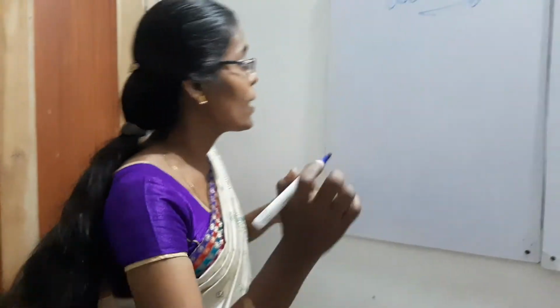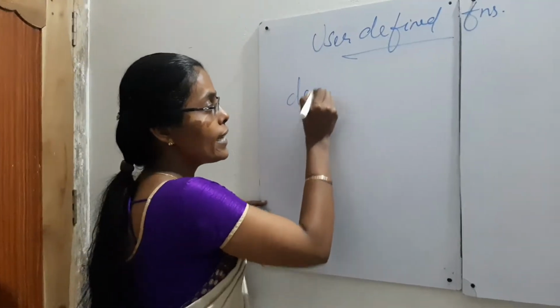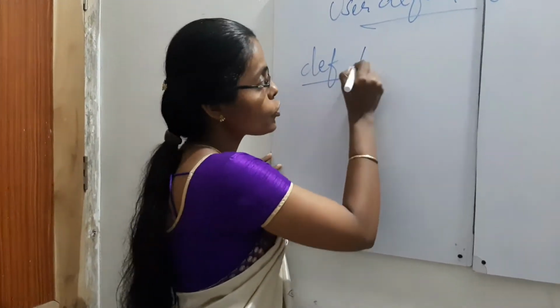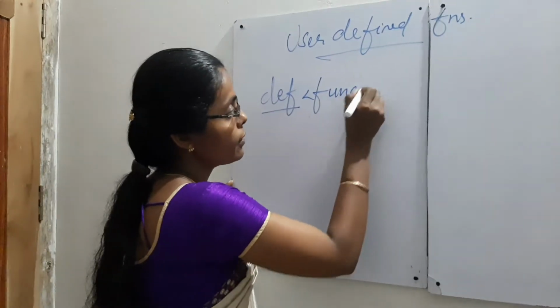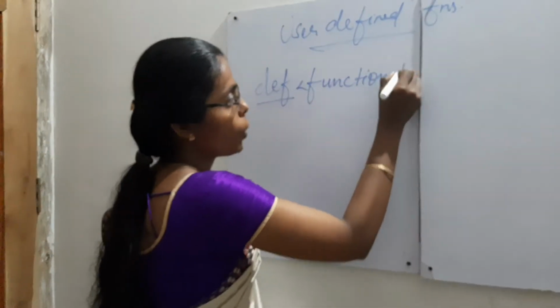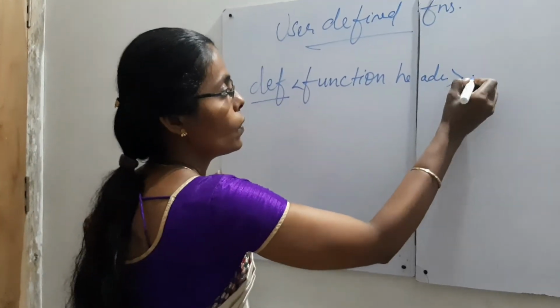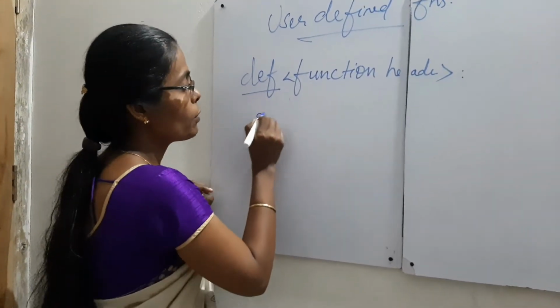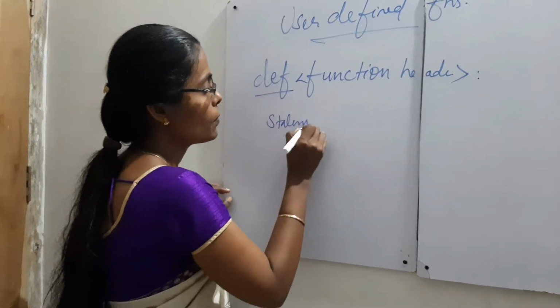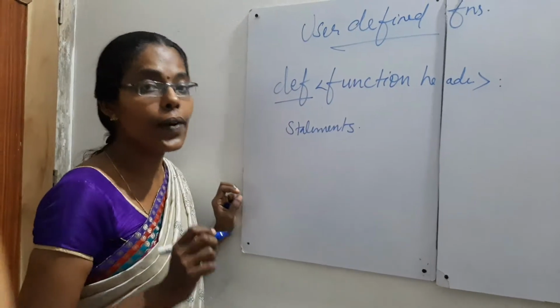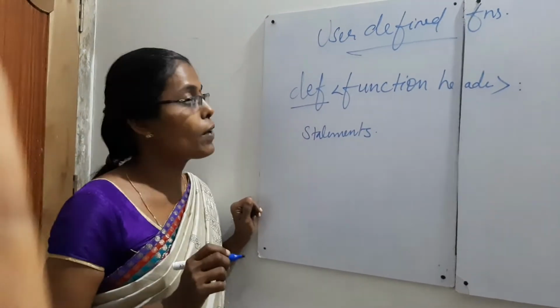function in Python. So let us see how to define a user defined function. So I'll write first def is a keyword, then the function header, or function name, then colon, then statements you can write here. This way you can write that user defined function.